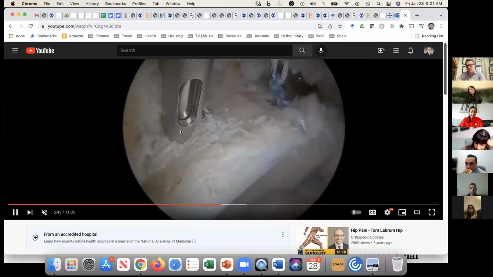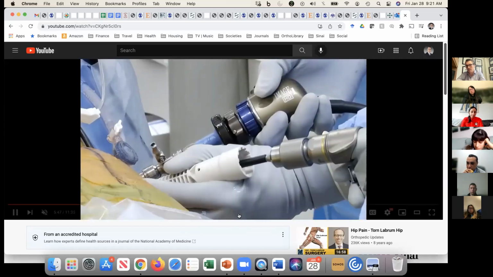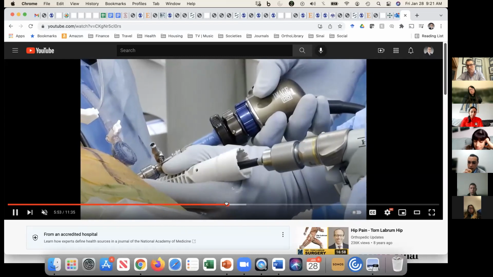And this is how you do it too. This is drilling into the acetabulum. You can see he's making sure he's not drilling into the cartilage there. And then he's going to place another anchor down.